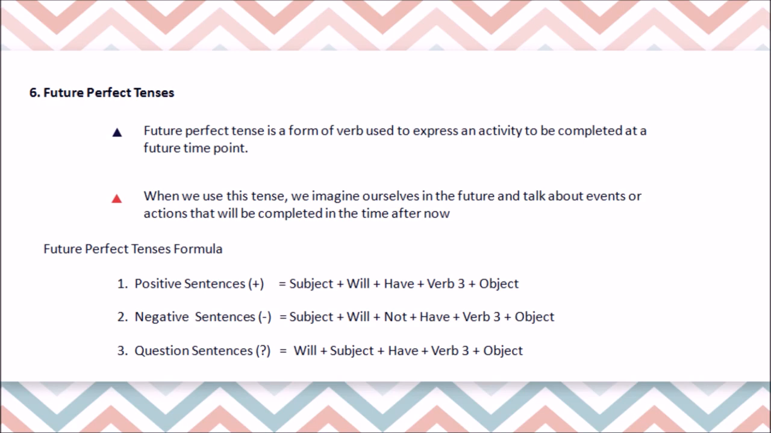Future perfect tense formula. Positive sentence: subject plus will plus have plus verb 3 plus object. Negative sentence: subject plus will plus not plus have plus verb 3 plus object. Question sentence: will plus subject plus have plus verb 3 plus object.